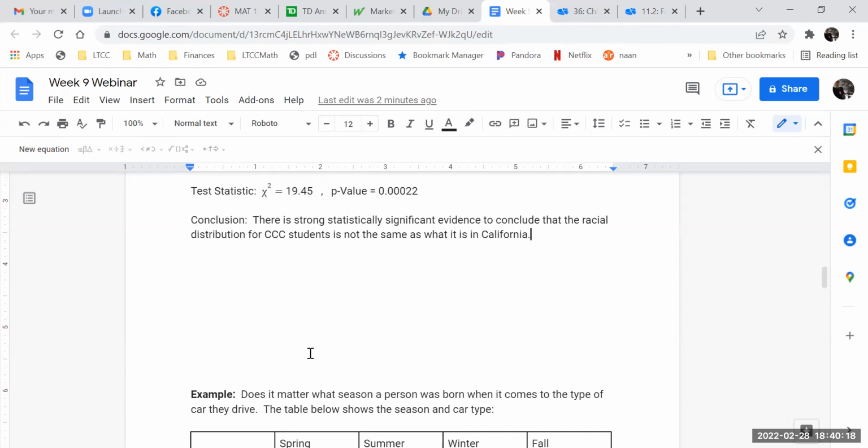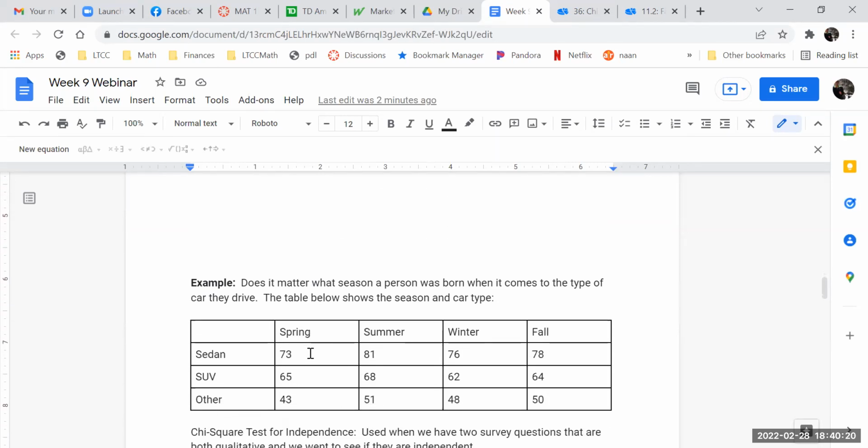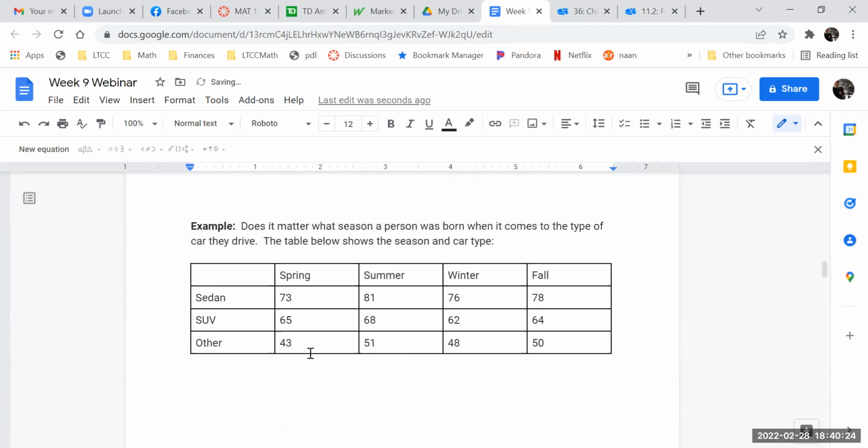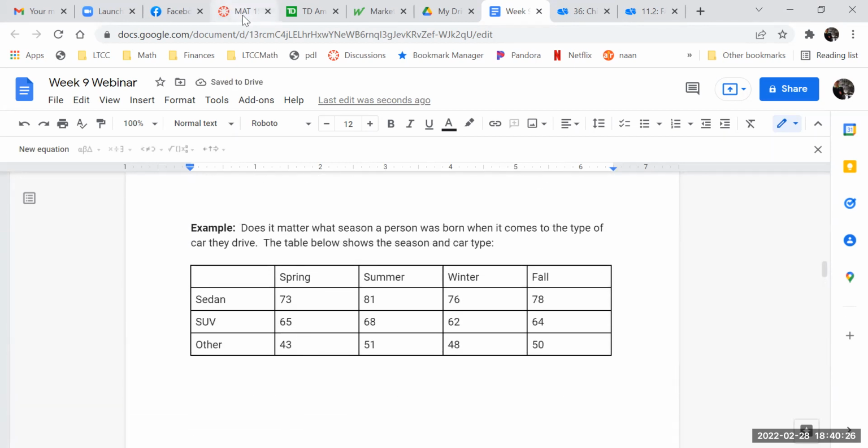Okay, here comes the next question. Yeah, so hypotheses, pick the test, table of observed and expected, run the test statistic, p-value, state the conclusion. Yep, that's all you have to do.